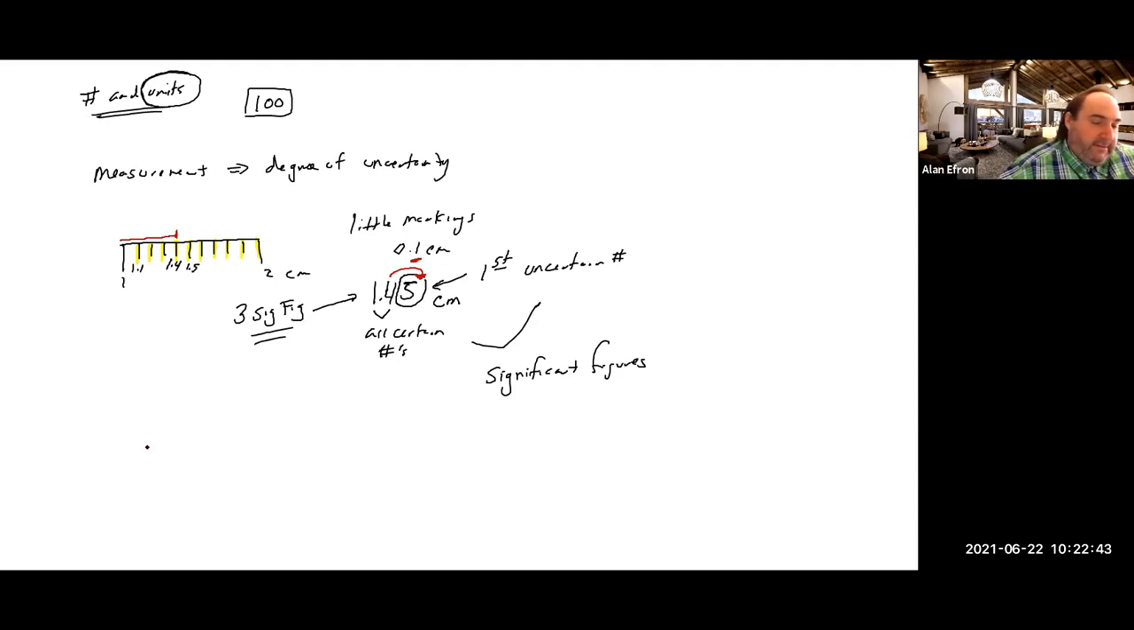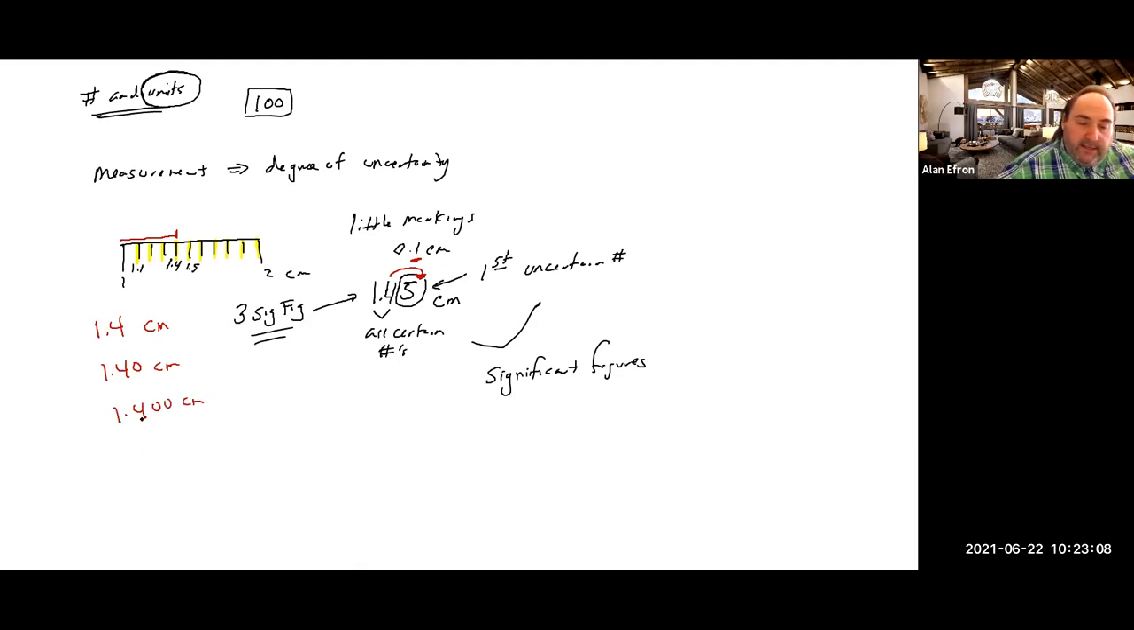Like you feel it's dead on right there, that 1.4 marking. Well, we would have our same sort of theory here. Our smallest markings are 0.1. And what would you record? Would you record 1.4 centimeters? Would you record 1.40 centimeters? Would you record 1.400 centimeters?